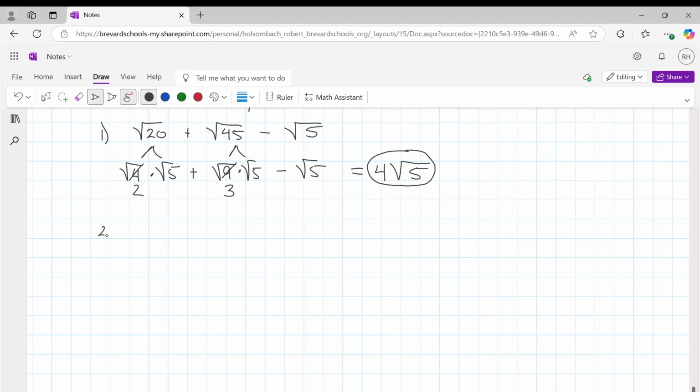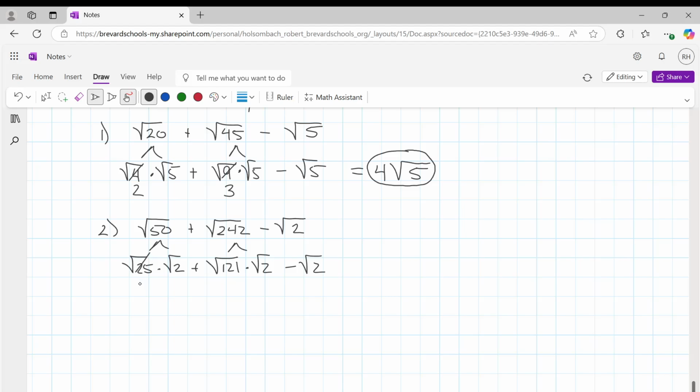Problem number 2. Got the square root of 50 plus the square root of 242 minus the square root of 2. All right, so the 50 simplifies to the square root of 25 times the square root of 2. The square root of 242 simplifies to the square root of 121 times the square root of 2. And this negative radical 2 just falls down.